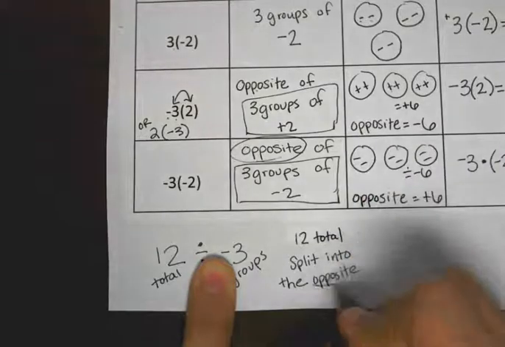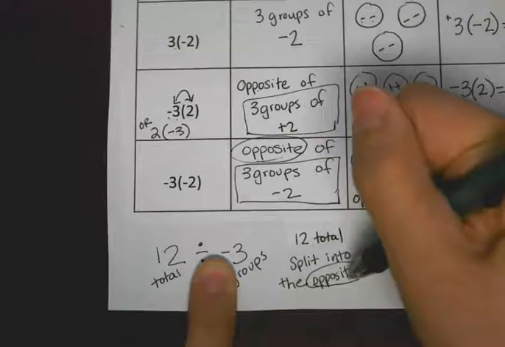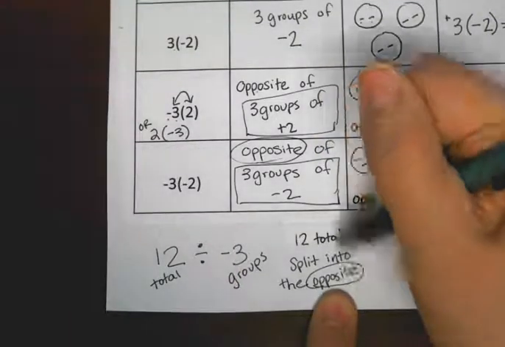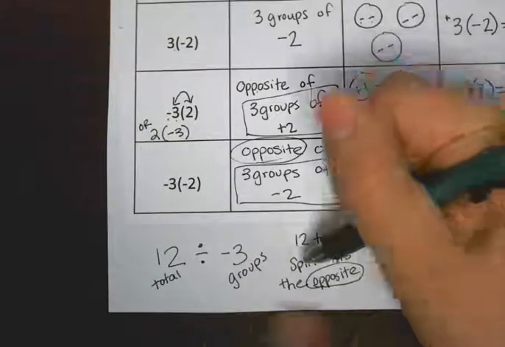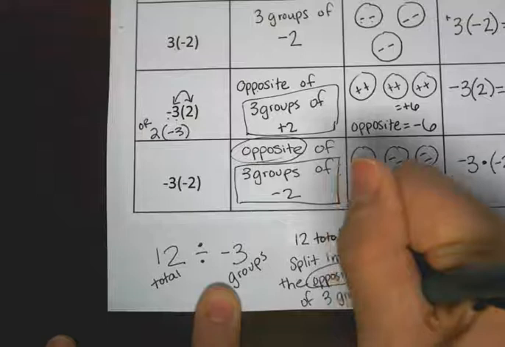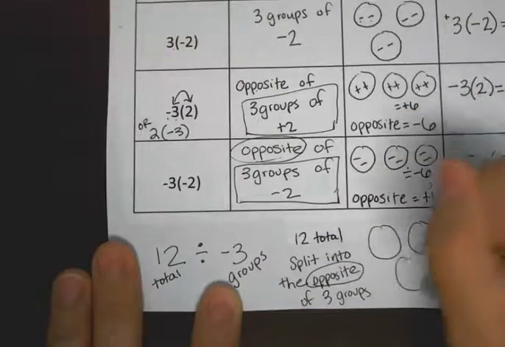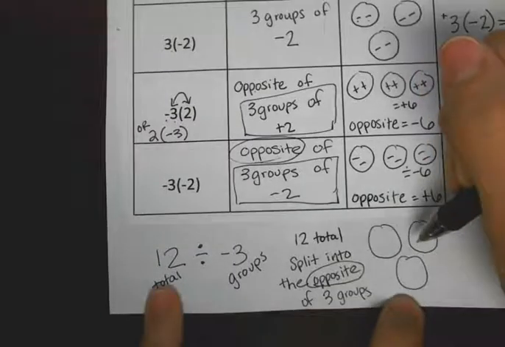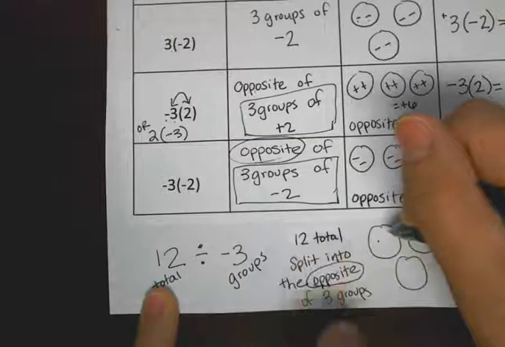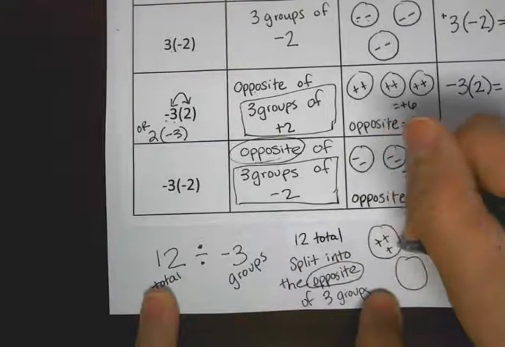I'm going to circle the opposite because a lot of times that's the hard thing to remember. If I have the opposite circled, then I might not forget to go back and take the opposite. So 12 total split into the opposite of 3 groups. So I need 3 groups. And if I need 3 groups and there's 12 in each group, it's going to be 12 divided by 3, which is 4. So that's 4 in each of these.